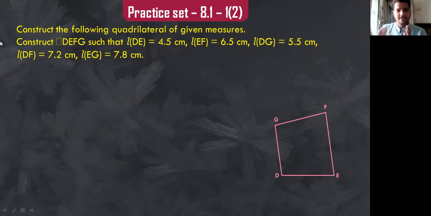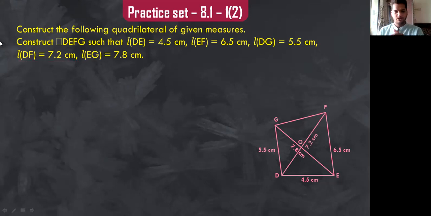So keeping DE as a base, we will draw DEFG. But before constructing, we will focus on our rough figure. What is the length of DE? 4.5 centimeters. So let us mark it 4.5. Length of EF is 6.5. Length of DG is 5.5. Right? Length of EG is 7.8. Length of DF is 7.2.